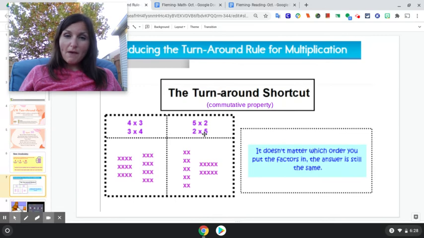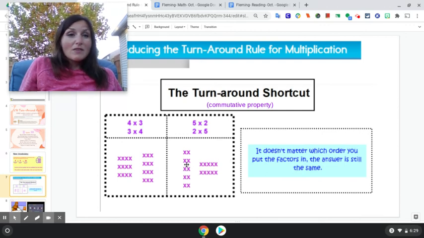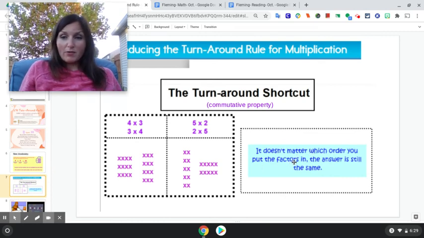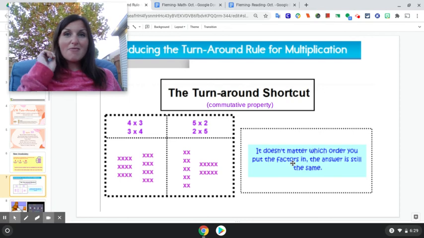Same thing for 5 times 2. You can flip the factors, and now you have 2 times 5. You have 5 rows of 2 in each, or here you have 2 rows of 5. Either way, they both equal 10. It doesn't matter which order you put the factors in, the answer is still the same. That is the turnaround rule for multiplication.